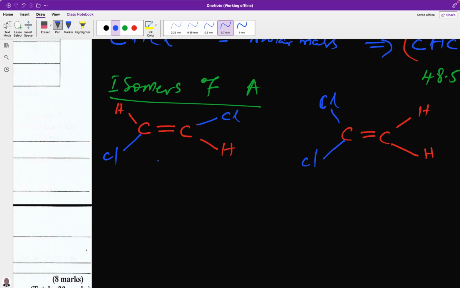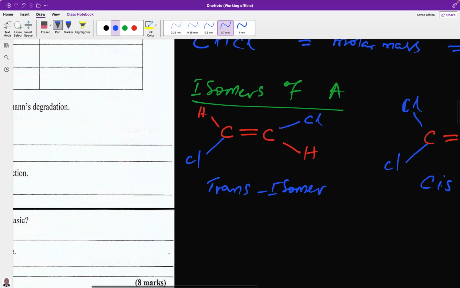Trans is when they are across the double bond, and cis is when they are on one side of the double bond. So we now call this one the trans isomer because chlorine and chlorine are across, on different sides. This is a trans isomer. And since chlorine and chlorine are on one side, we call this cis. This is a cis isomer.